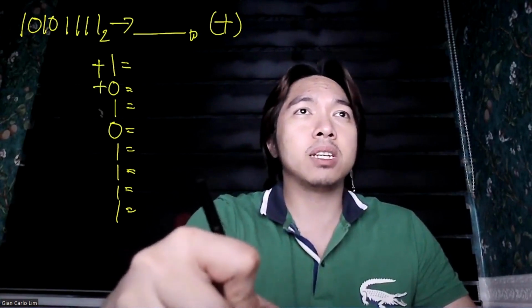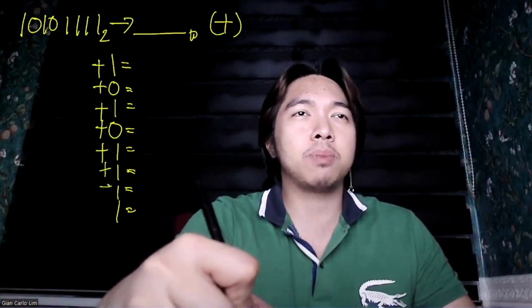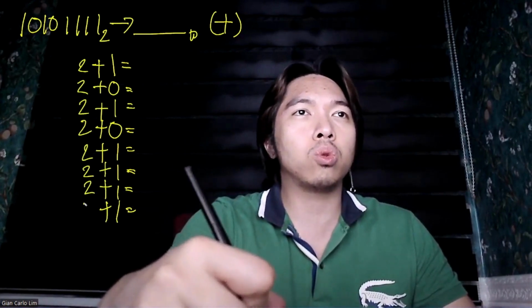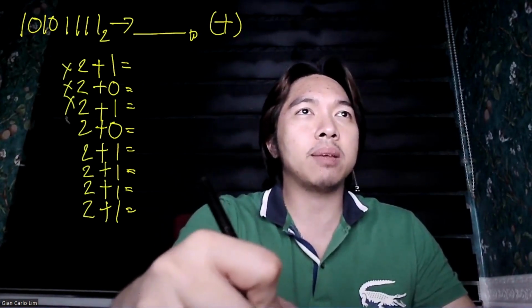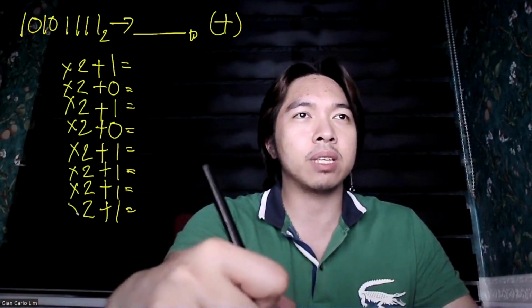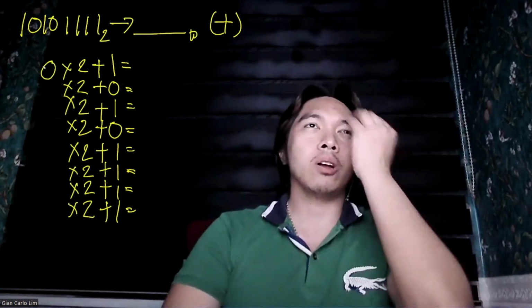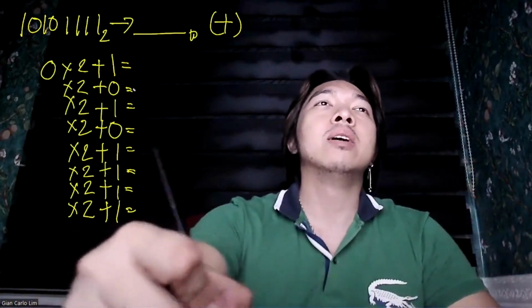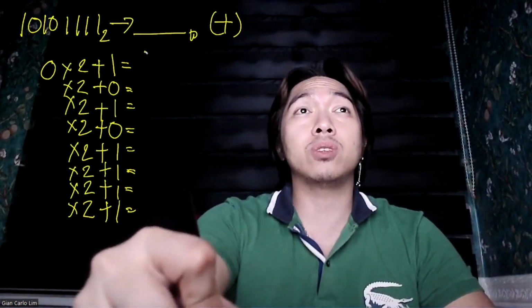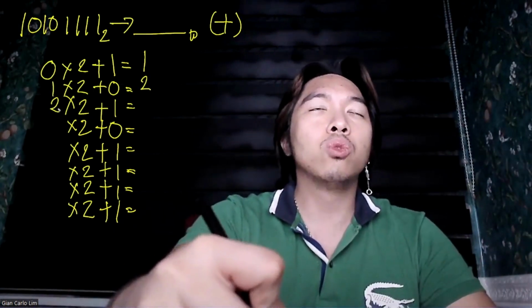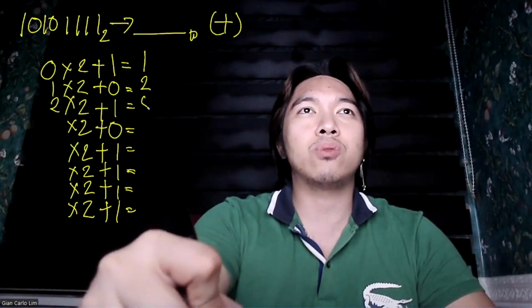So plus, plus, plus, and plus, times 2, times 2, times 2, and times 2, and 0 at the upper row. Okay, or the topmost row. All right. So 0 times 2 is 0 plus 1, so that would be 1. 1 times 2 is 2 plus 0, so that would be 2. 2 times 2 is 4 plus 1, so that would be 5.